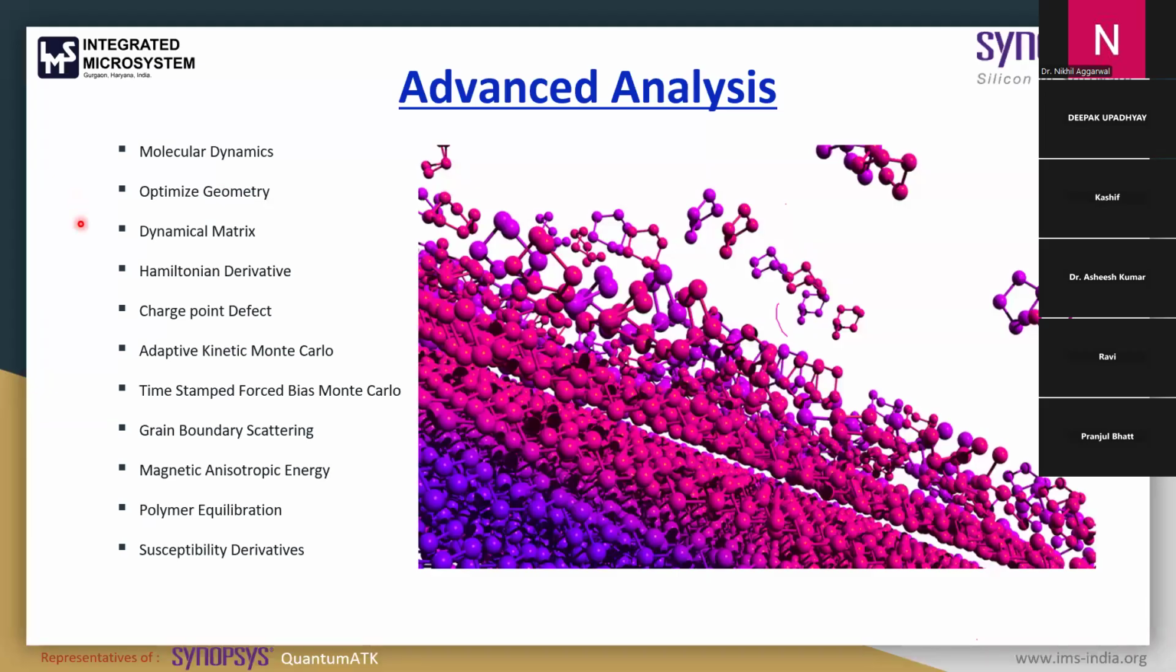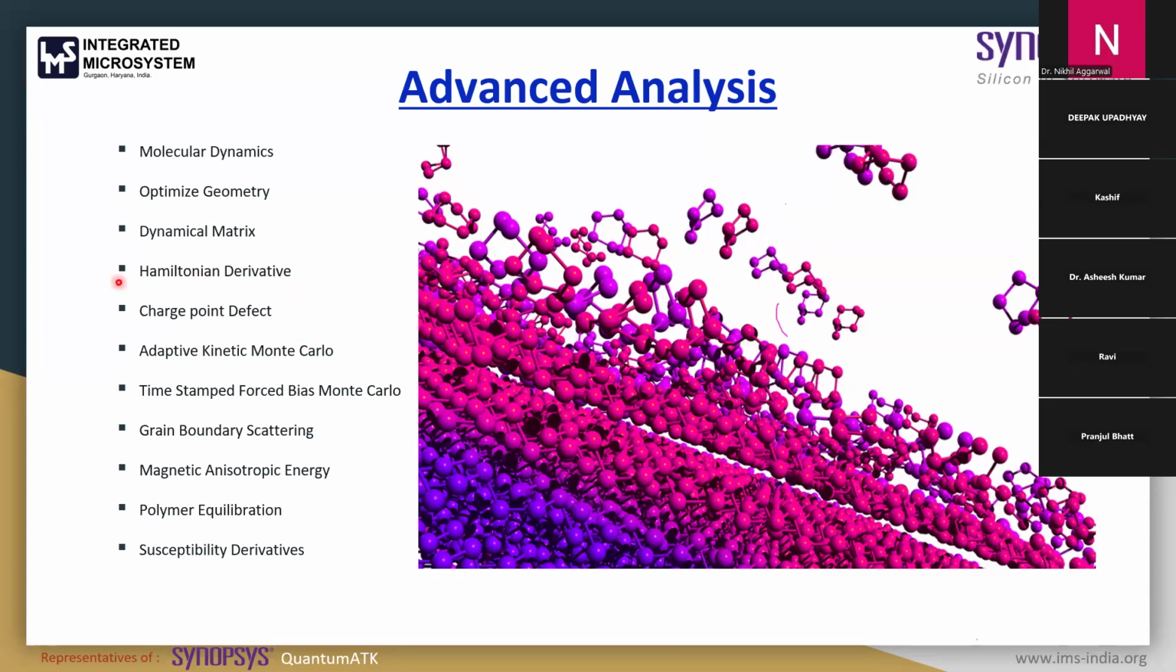Then we have optimize geometry. You can find the most stable atomic positions of the system by minimizing the total energy, which will translate to determining key properties like bond length, bond angle, and overall molecule geometry. Then we do have the dynamical matrix, which you can use to calculate phonon band structure, phonon density of states, Raman spectra, deformation potential, vibrational modes, dielectric tensors, etc.